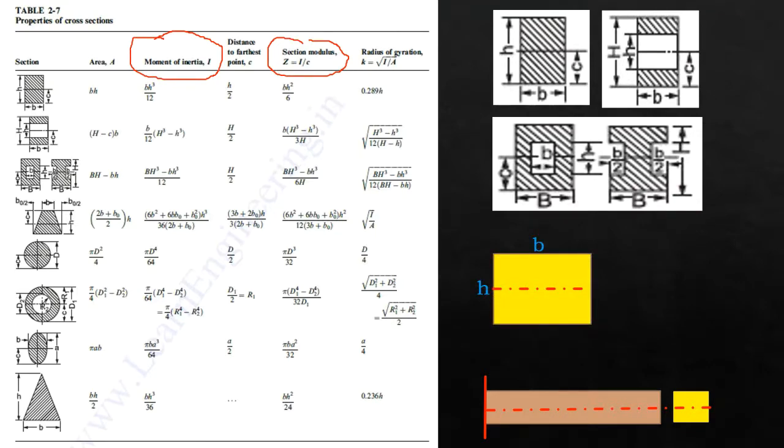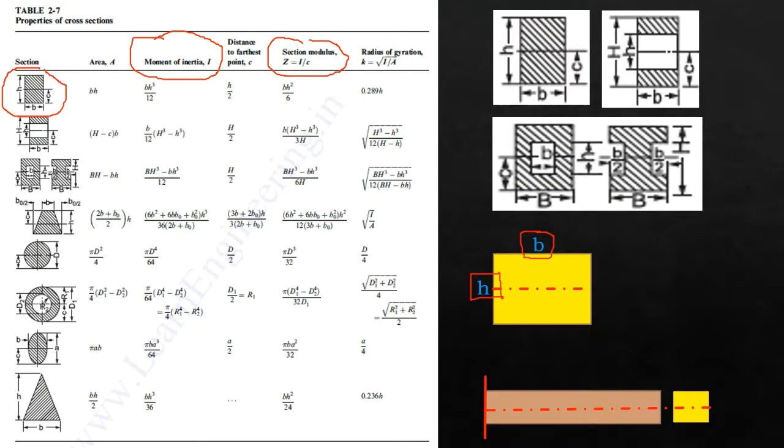Note that in this table, especially in case of rectangular cross section, the dimension B is exactly parallel to the axis and the dimension H is perpendicular to the axis. The same notations will be used while solving the numericals. We will consider a dimension B always parallel to the axis, and the height H or the depth H always perpendicular to the axis.